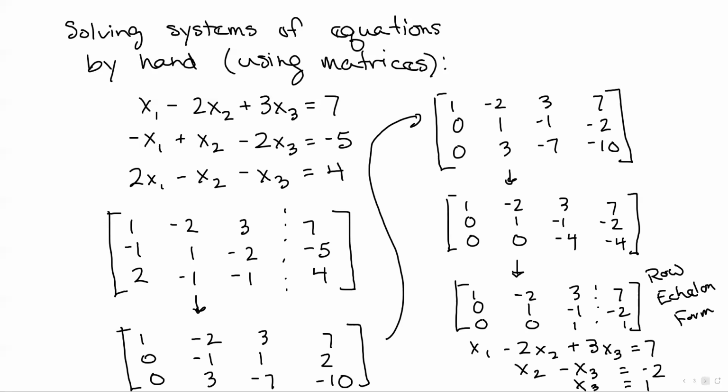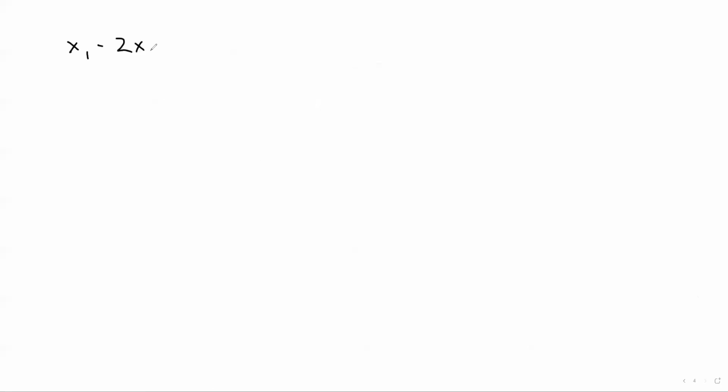So we've got x1. Let's copy this. So what was it? It was x1, -2x2. It was 3x3.